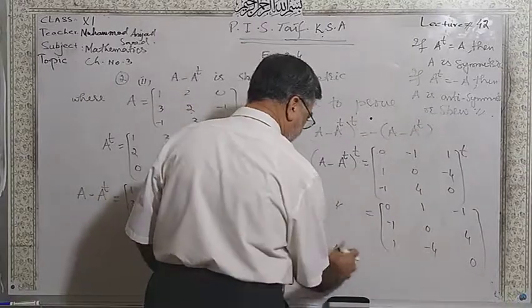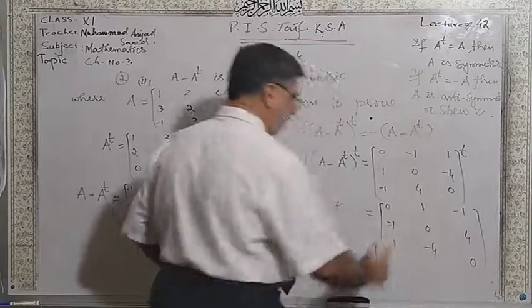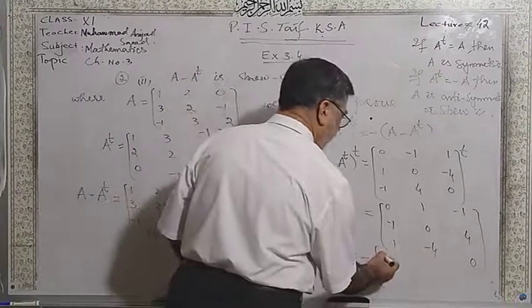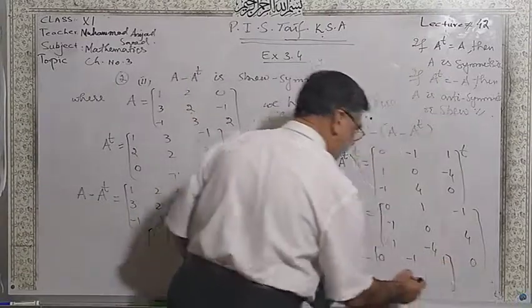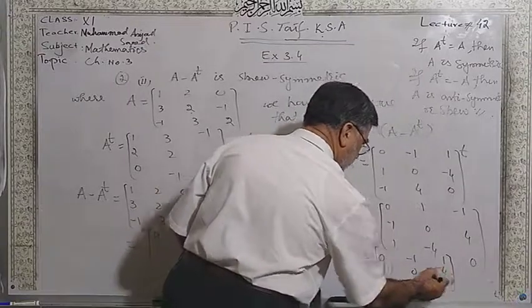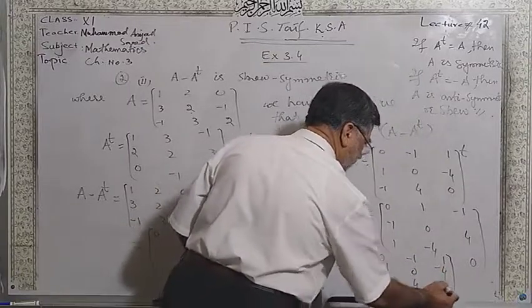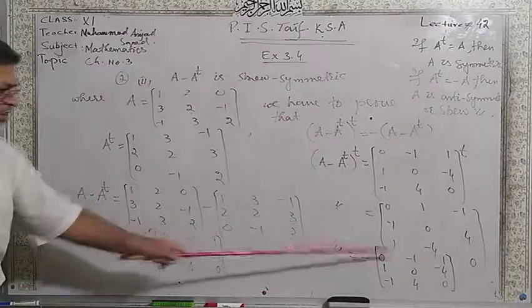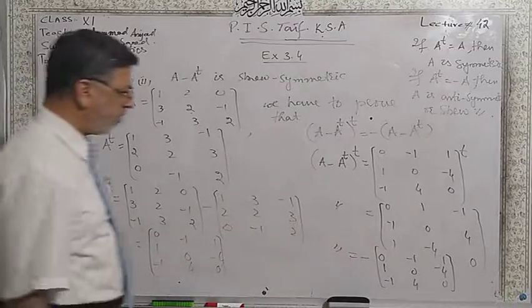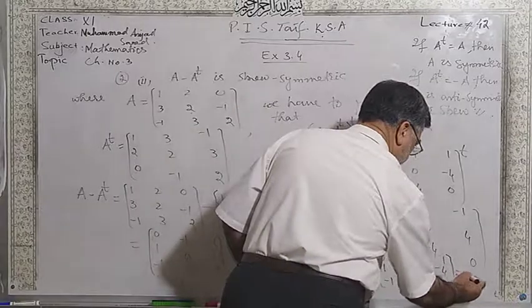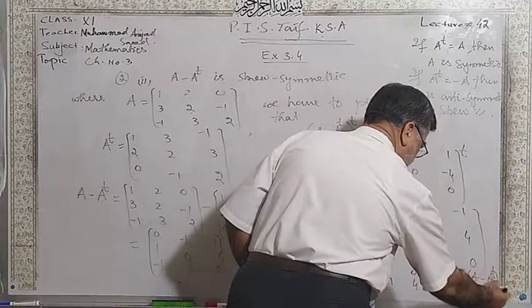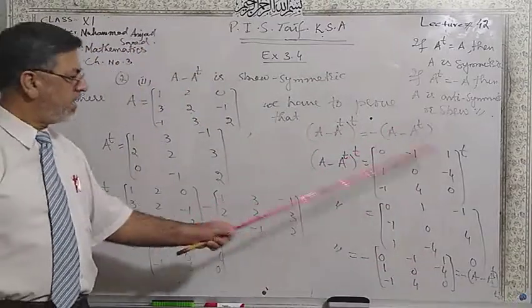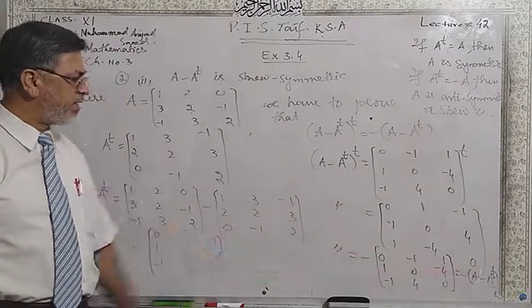Dear students, you can take minus common from here. All the internal signs will change. It will be 0, minus 1 and 1, 1, 0 and minus 4, minus 1 and 4, 0. Remember that this was A minus A transpose. So it will be minus into A minus A transpose. So you can check, this was your left hand side. Here is your right hand side, minus into A minus A transpose.